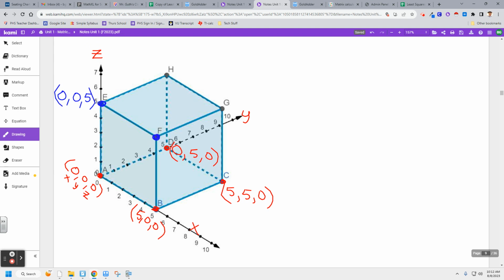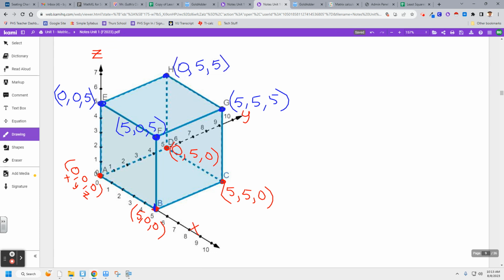This one, you pay attention to what it's even with. It's even with this point, and this point has an x coordinate of 5. It doesn't go anywhere on the y-axis because it's even with this one, right? But it's also at the top, so your z coordinate is 5. So (5, 0, 5). This point G: 5 on the X, 5 on the Y, and 5 on the Z. And this last point here: 0 on the X, 5 on the Y, 5 on the Z.